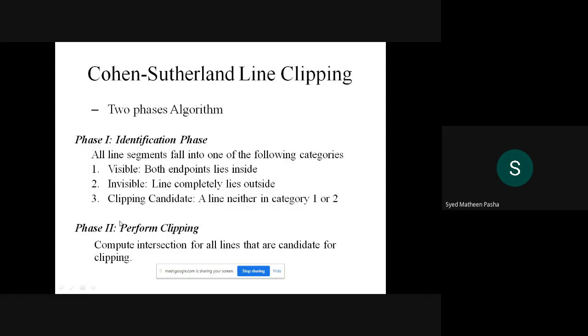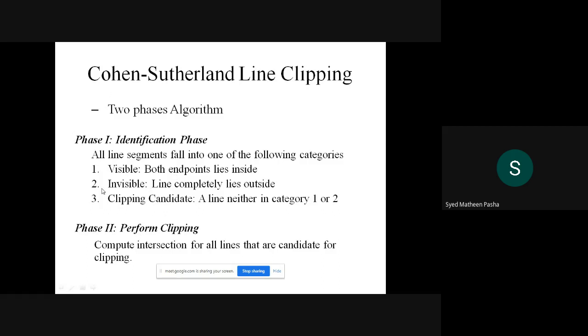In the second phase, you will perform the clipping. Once you have identified whether a particular line is visible, invisible, or a clipping candidate, you will perform clipping. That is, compute the intersection for all lines that are candidates for clipping. So these are the two phases you need to remember.